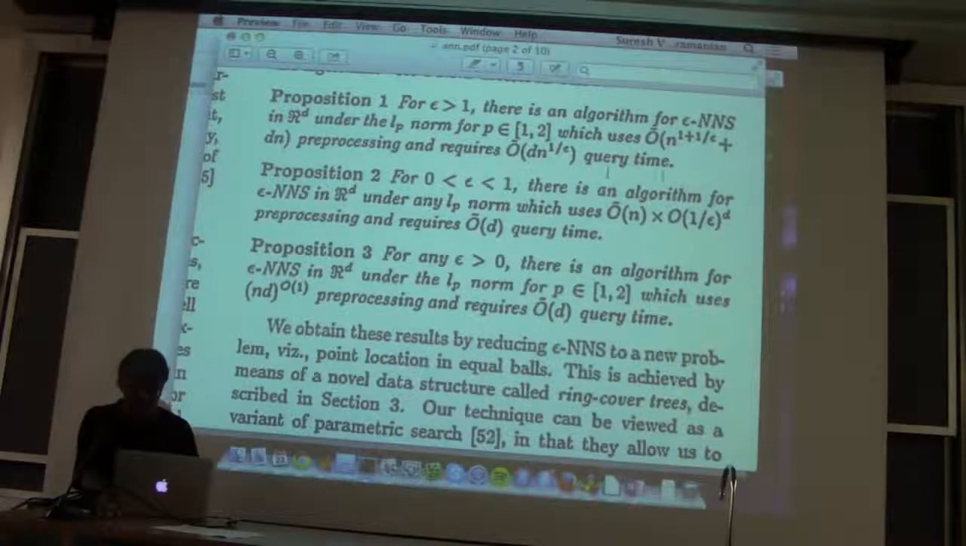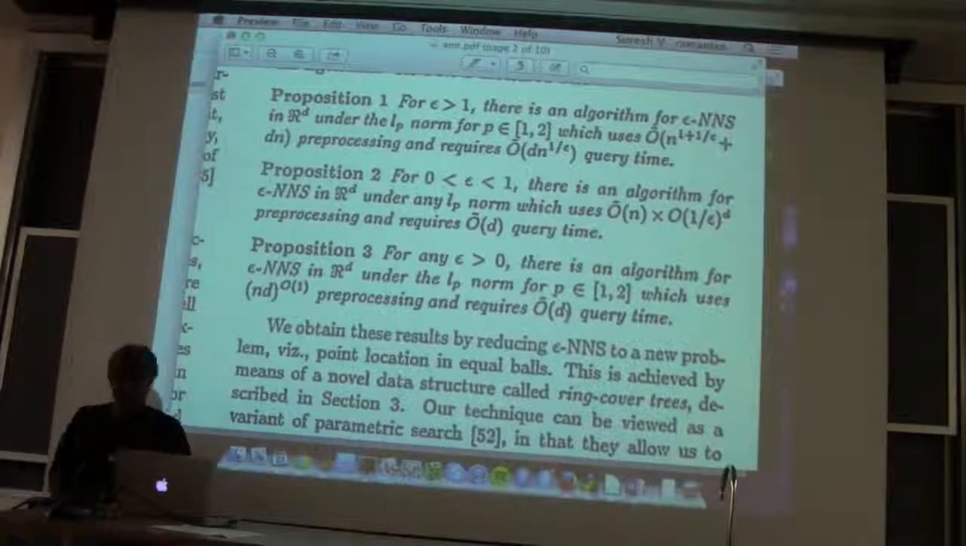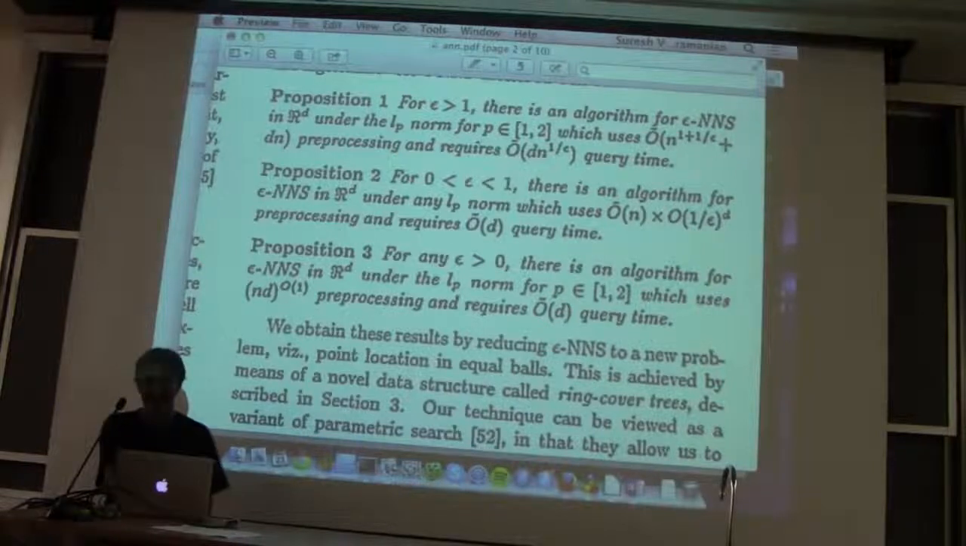What other differences? Well, one has n d to the constant preprocessing time. This has n to the 1 plus 1 over epsilon. I'm not sure how that compares, because that 1 over epsilon could be a constant here. But the query time here is d times n to the 1 over epsilon. Here it's only d. So the query time here is better. So probably the preprocessing is worse. Otherwise this result would strictly be better than that. So this preprocessing is worse, but the query time is better. This preprocessing is better, but the query time is worse.